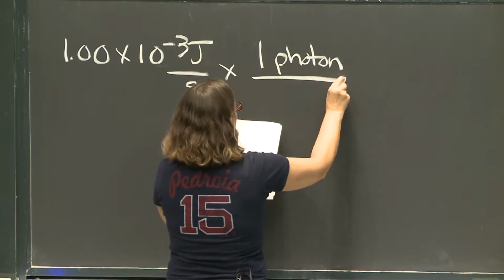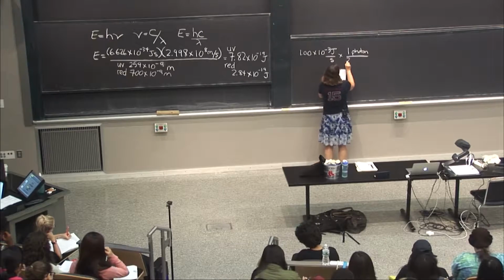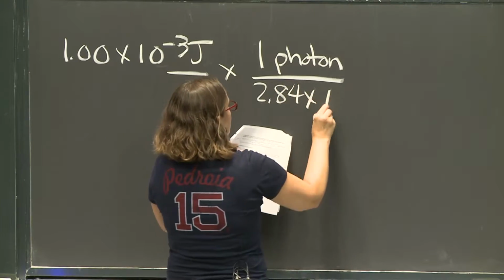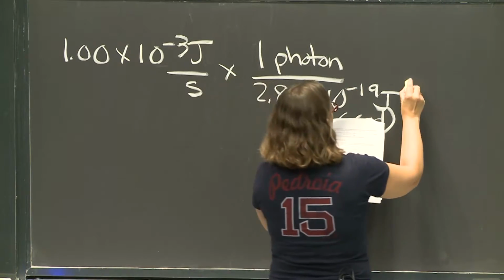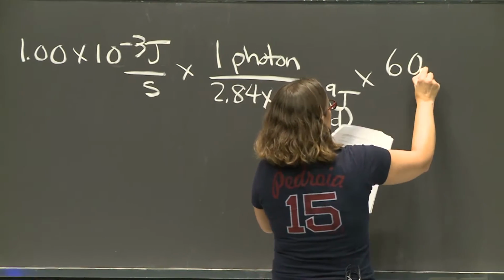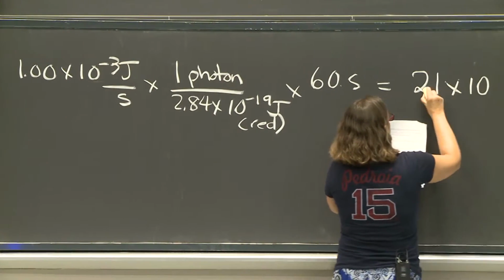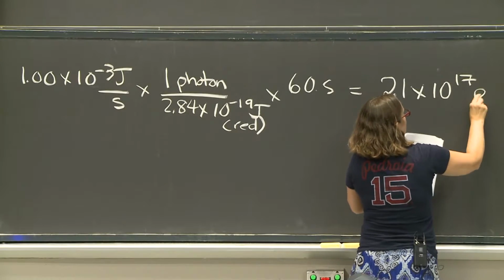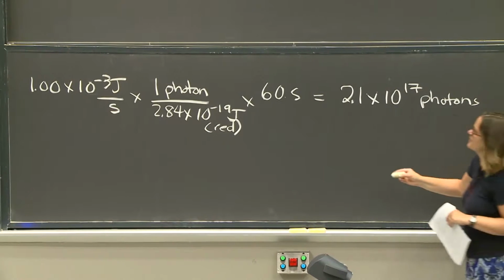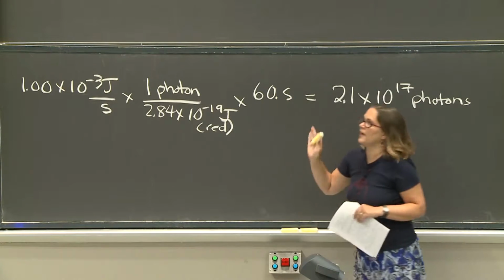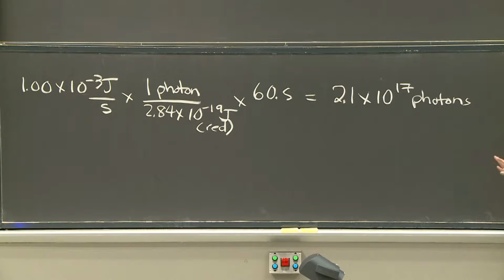And here, this is for the red laser. So we'll use the number that we just calculated over here. So we have 2.84 times 10 to the minus 19th joules for the red laser, and times 60 seconds. And we should get 2.1 times 10 to the 17 photons. So that's how many photons, if we hold it for 60 seconds, that we're going to be shooting at our metal surface. So these are the kind of calculations that you'll be doing on these kind of problems.